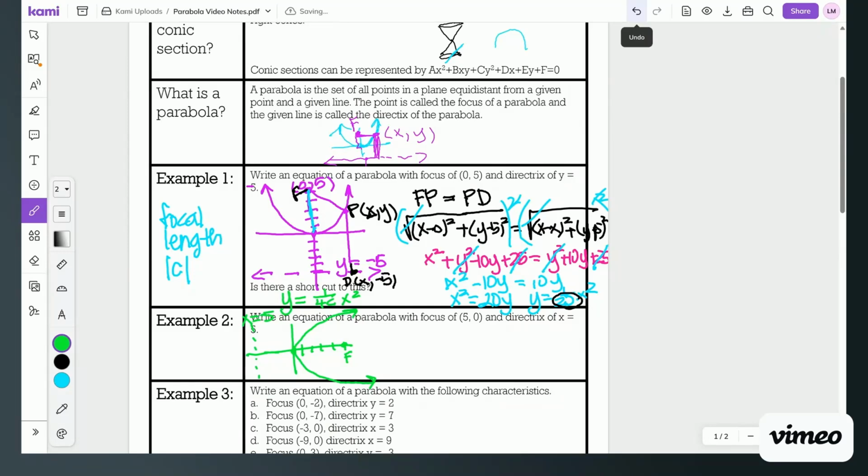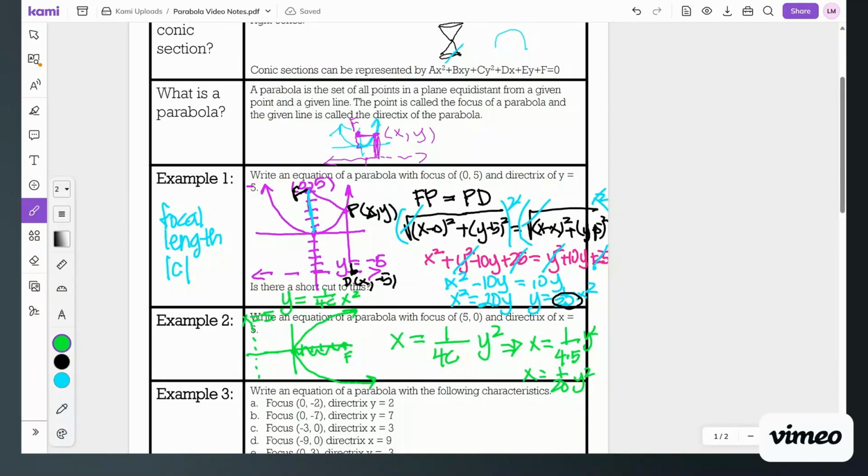All right, so that means this is not going to be a y equals x squared parabola. This is going to be an x equals y squared. And remember, it's 1 over 4c and then y squared. So c is the distance, it's a focal length. So c is 5, because from 0, 0 to 5, 0, that's 5 units. So my equation is x equals 1 over 4 times 5 y squared. So x equals 1 over 20 y squared.